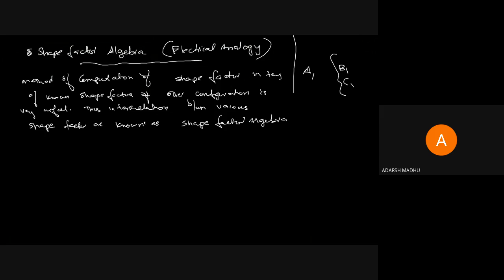That is, if A, B, C, the three bodies A, B, and C are related together, that is radiation is happening from A to B or A to C, and the shape factor values of the bodies B and C are given, so we can find the value of A like that. If the shape factor of a particular value is calculated by using the known shape factor values of other configuration, that is called shape factor algebra.